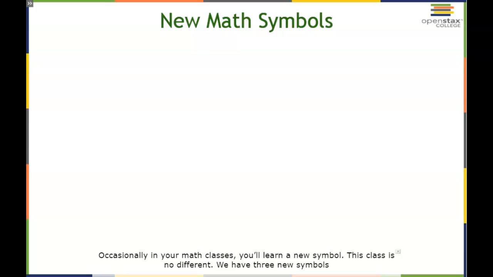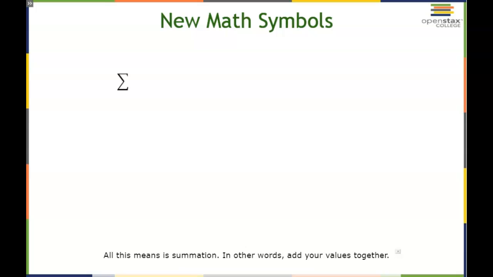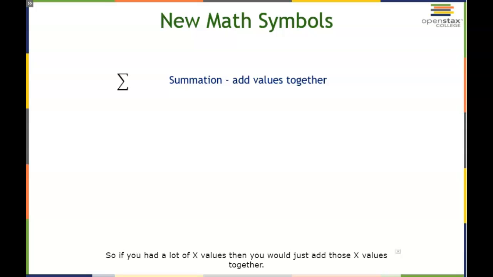Occasionally in your math classes, you'll learn a new symbol. This class is no different. We have 3 new symbols you need to understand. The first one is the capital Greek letter sigma. It looks like a very weird looking E. All this means is summation. In other words, add your values together. So if you had a lot of x values, then you would just add those x values together.